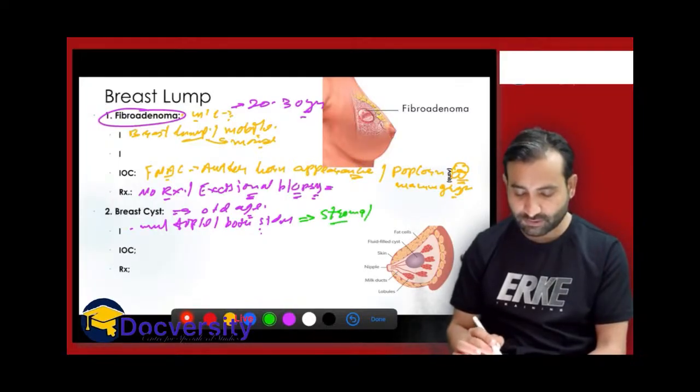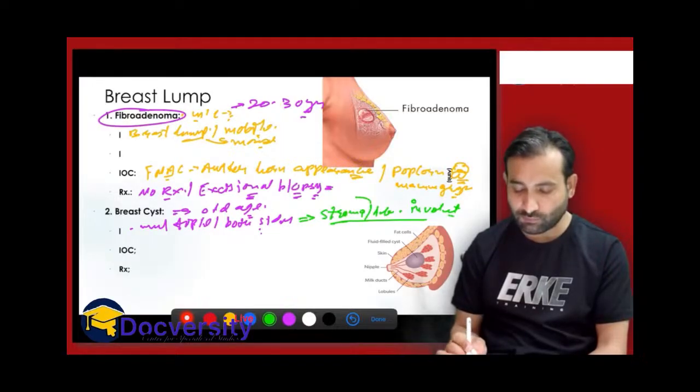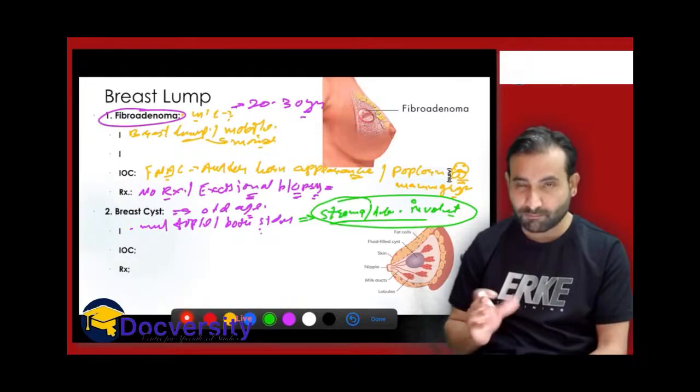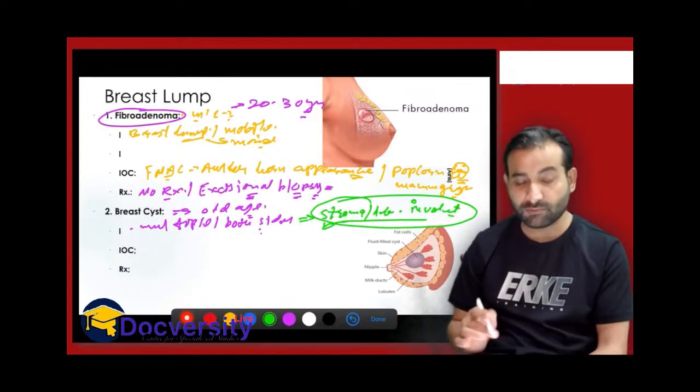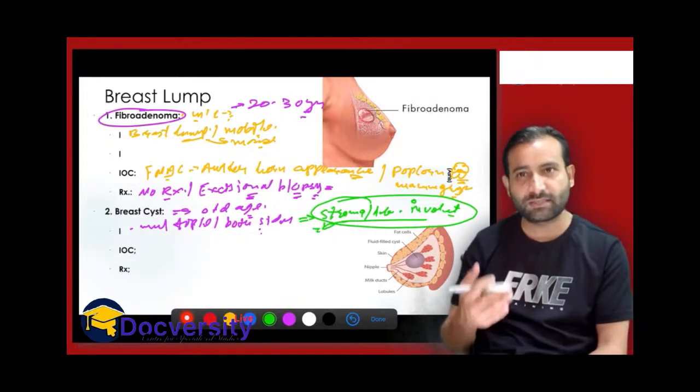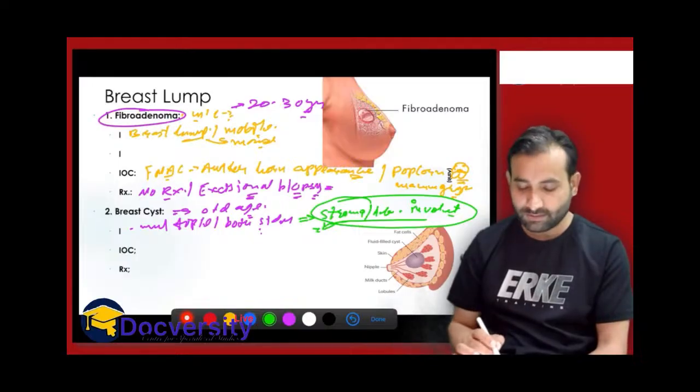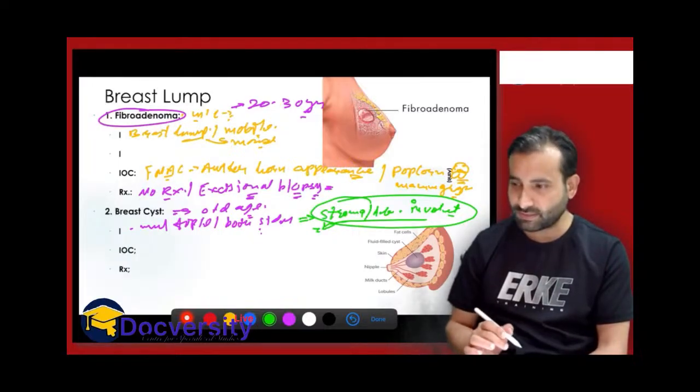Actually, why does this breast cyst appear in the old age? Because during the old age, what happens? The stroma and the glandular tissues both undergo involution, right? So this involution, they do not match. The stroma involution and the glandular tissue involution, they decrease in their size at two different speeds. That's why the cyst formation occurs, right?